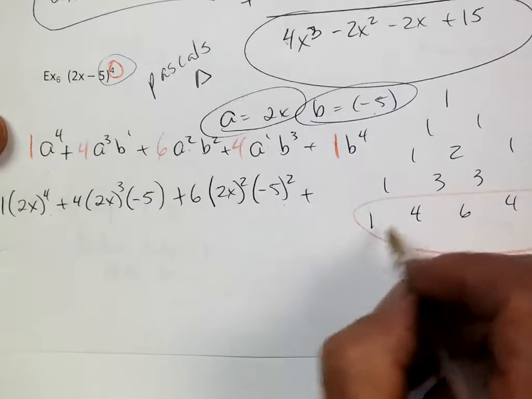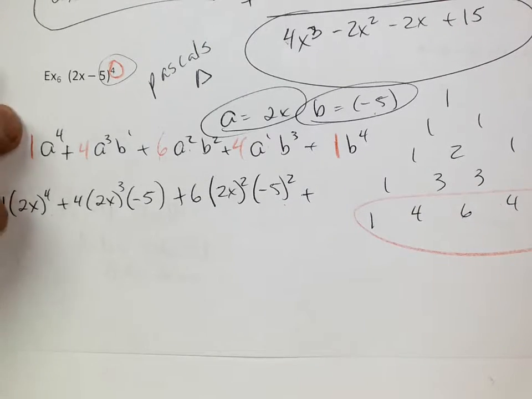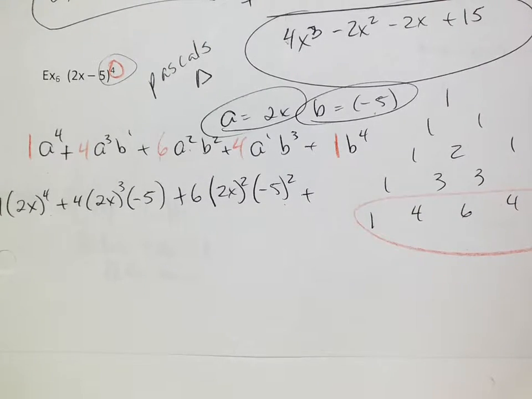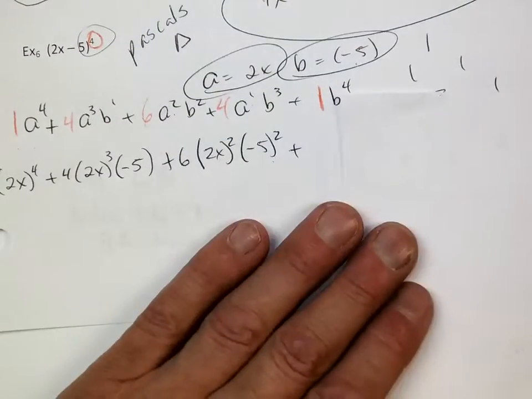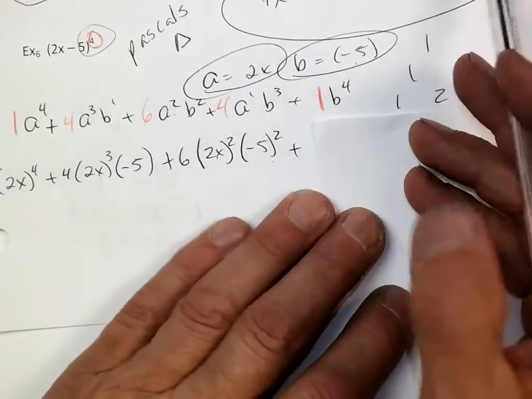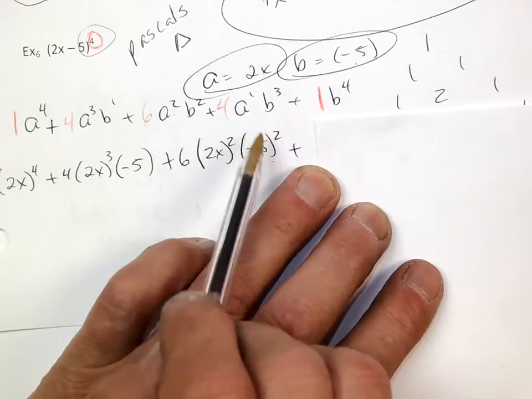Plus, I'm running out of room here. Hold on. You have to just squeeze it over. Cover that up for a second. Just keep running it over there. There it is. Plus, okay, I've done this, so I got to do this one right here.